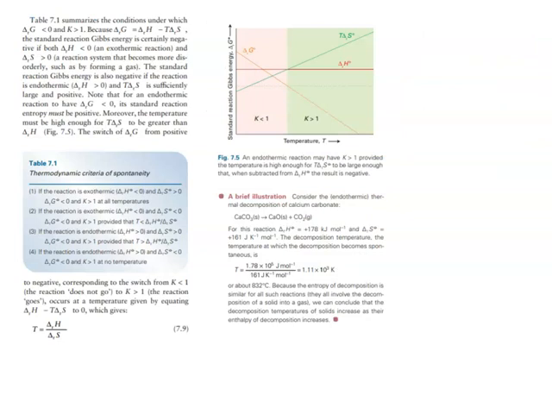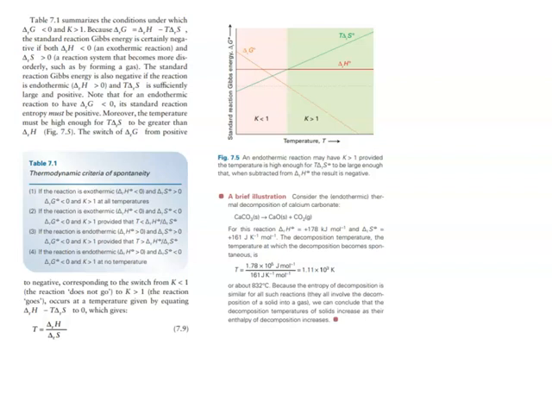Table 7.1 summarizes the conditions below under which delta G is less than 0 and K is greater than 1. Because delta G for reaction equals delta H minus T delta S, which we saw previously, the standard reaction Gibbs energy is certainly negative if both delta H is less than 0, exothermic reaction, and delta S is greater than 0, reaction system that becomes more disordered, such as forming a gas.